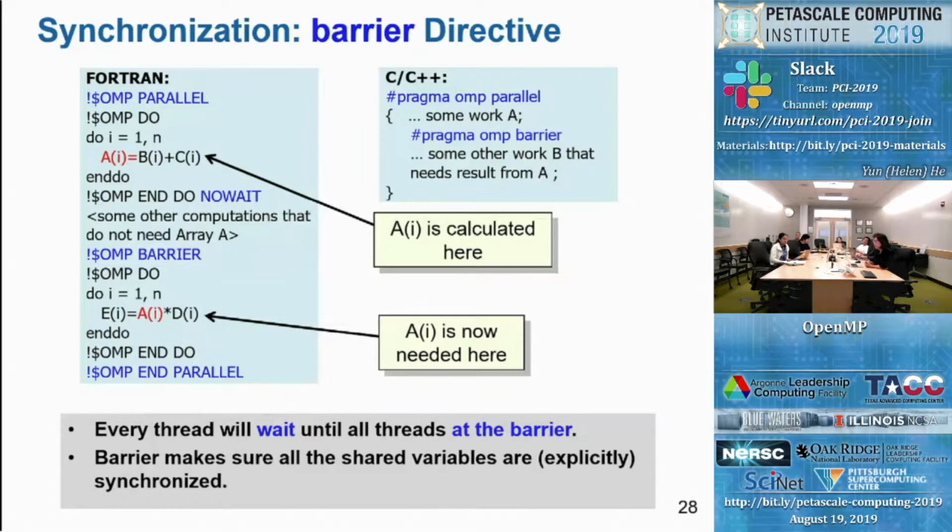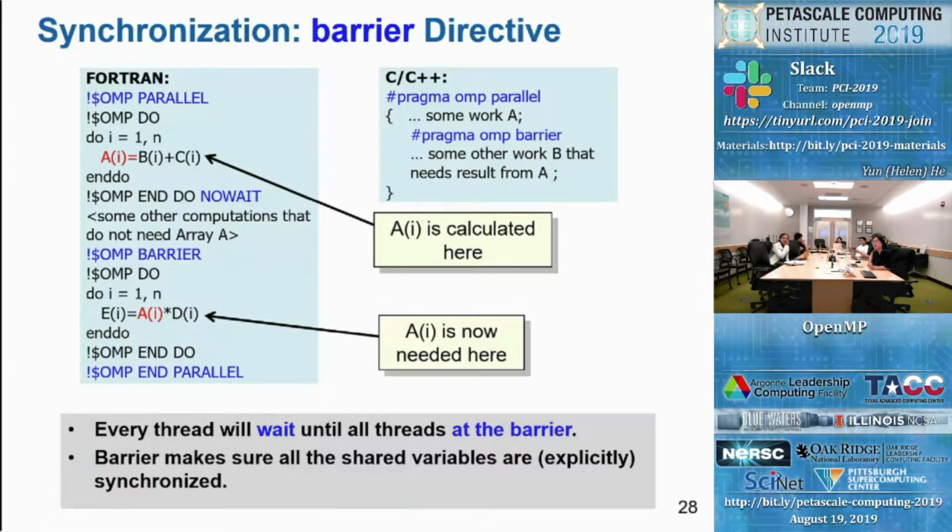Barrier means I want to make sure every thread comes to this point before I go on with the next region. On the right side, in the C++ example, say you have a first region inside a parallel region, you have some work done, and then you want a barrier there so that the next work B, if it needs results from A, you would make sure everything for A is up to date.